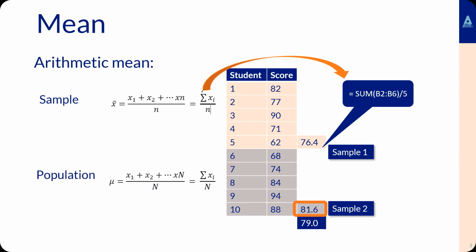We can also calculate the population mean, called mu, and that is just the same calculation but for every single element, every single subject in the population. All the scores divided by the total number in the population. And that's the population mean, which is 79. And of course, the population mean can differ from the sample mean.